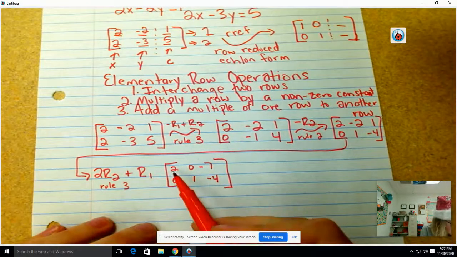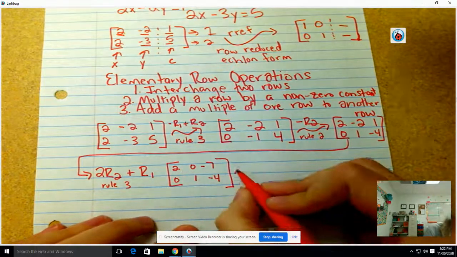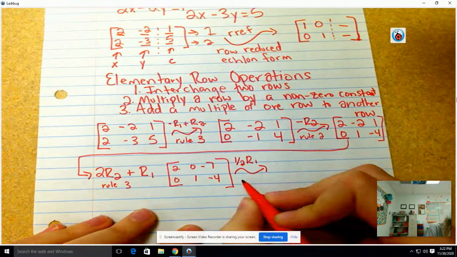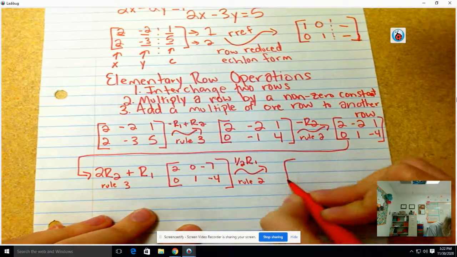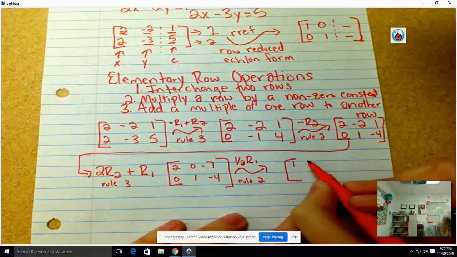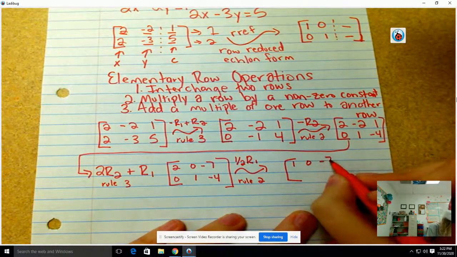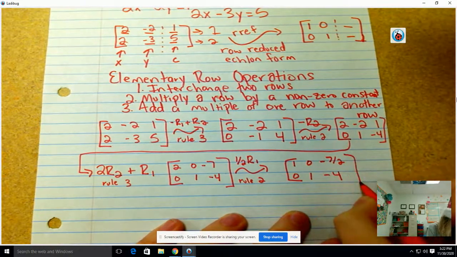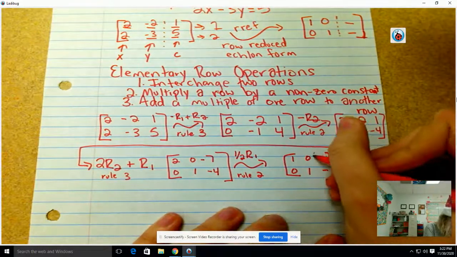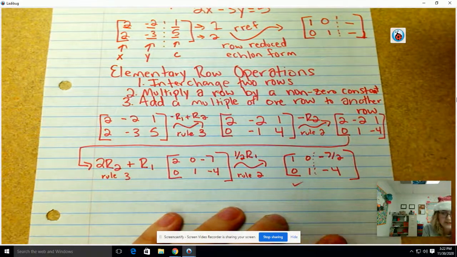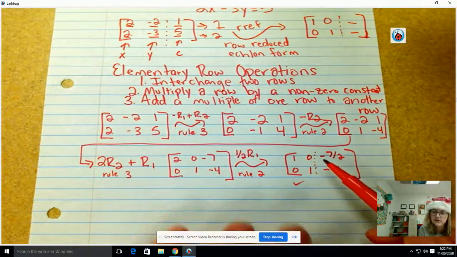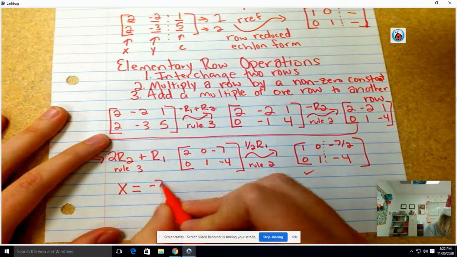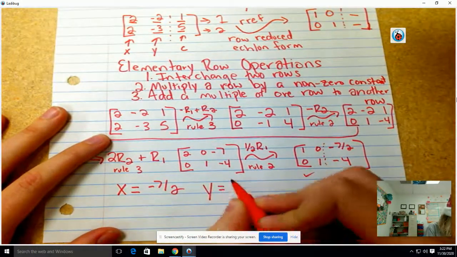And then lastly, I need to turn this into a 1. So I'm going to multiply row 1 by 1/2. That's going to be rule 2. That is going to give me 1, 0, -7/2, and 0, 1, -4. Once I do that, I can see that I have the identity matrix over here, and I have 2 constants here on the right. What this means, once I solve this system, is that x is equal to -7/2, and y is equal to 4.